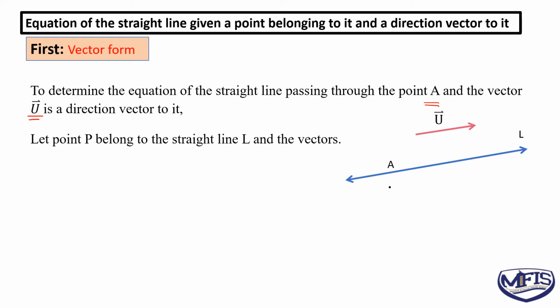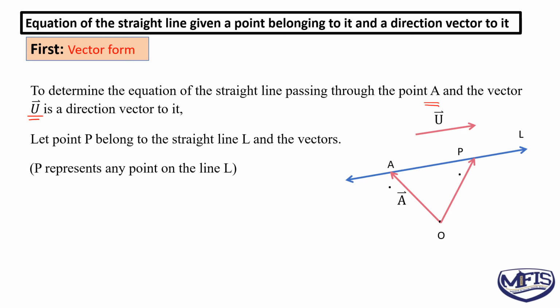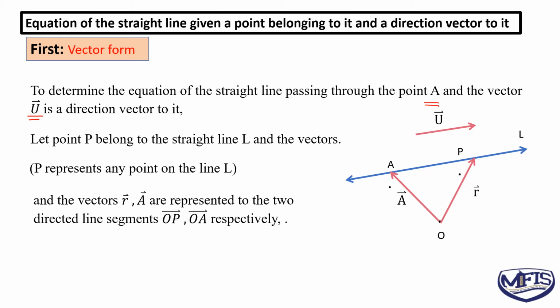Let the point P belong to the straight line L. P in general represents any point on the straight line L. Now we'll take the direction from O, the origin point, to A by the vector a, and from O to the point P by the vector r. So the vectors r and a represent the two directed line segments OP and OA respectively, where O is any point in the plane.